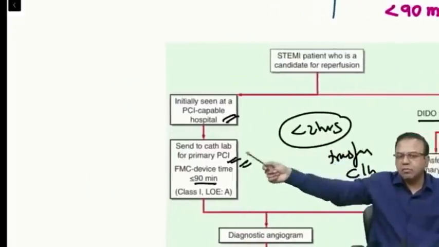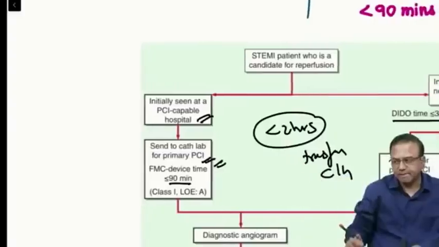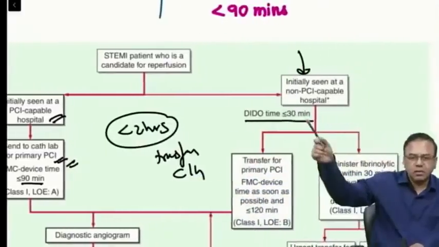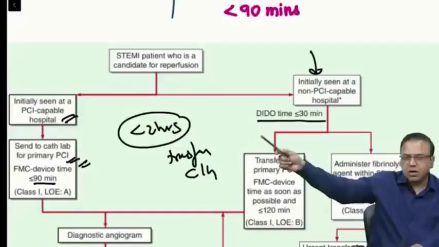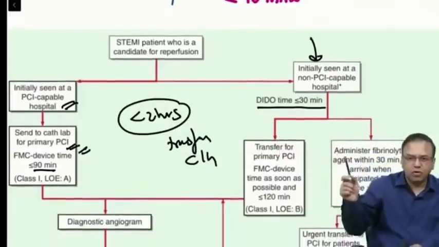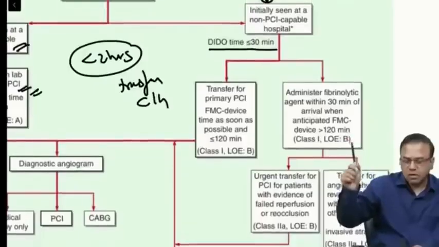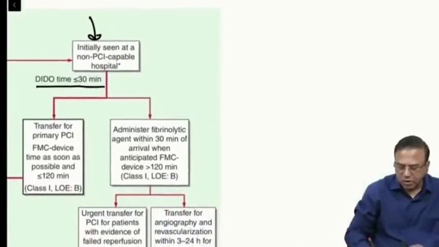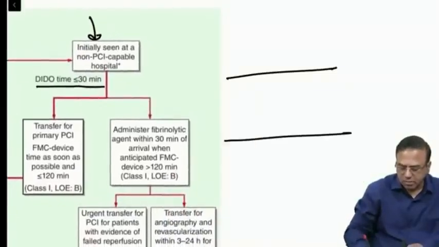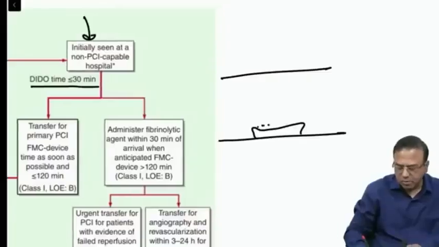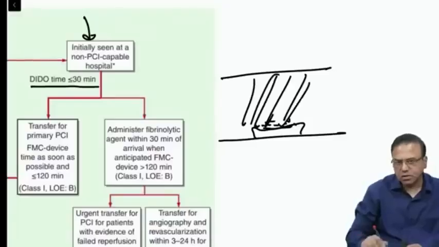Still, if you are able to do a PCI in the next hospital, transfer the patient. If the patient comes in a place where you cannot transfer the patient to another hospital, then you are going to go for thrombolytic. Once you are going for thrombolytic therapy, remember that the plaque that is ruptured, like a volcano, will be opening its mouth. The plaque is ruptured, this raw area is forming a clot now.